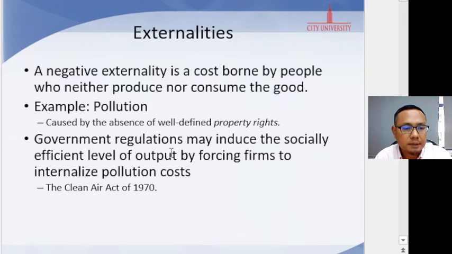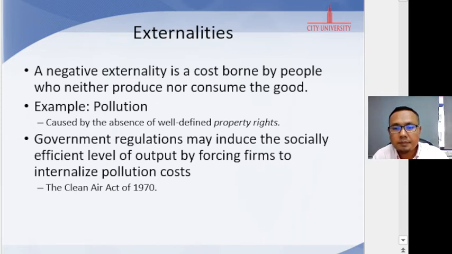For example, pollution is caused by the absence of well-defined property rights, and government regulation may induce the socially efficient level of output by forcing firms to internalize pollution costs. That's why they created the Clean Air Act in the 1970s. That's a very common example of negative externalities, pollution.